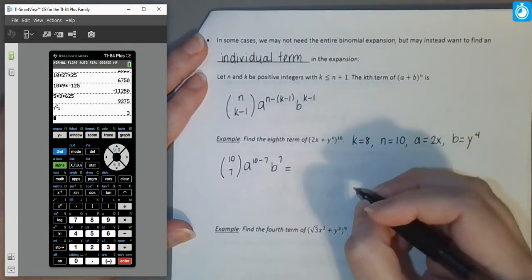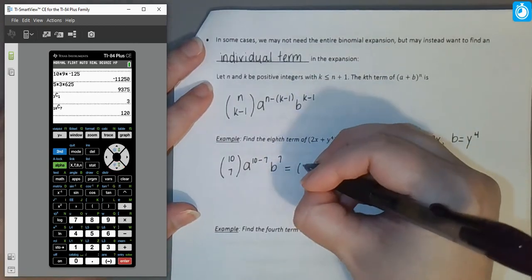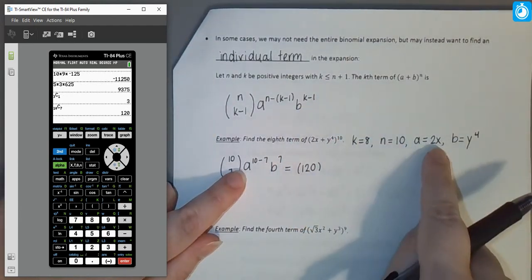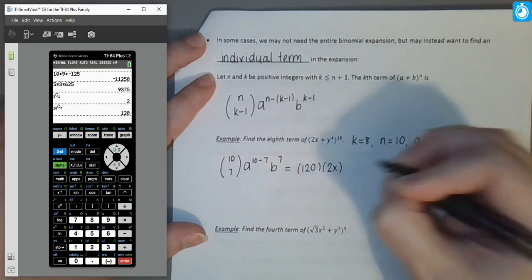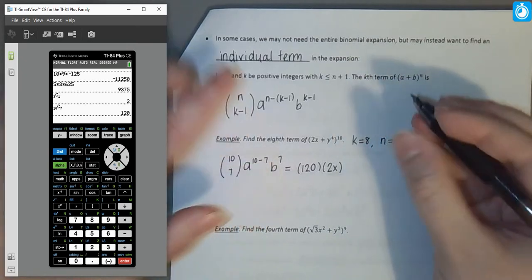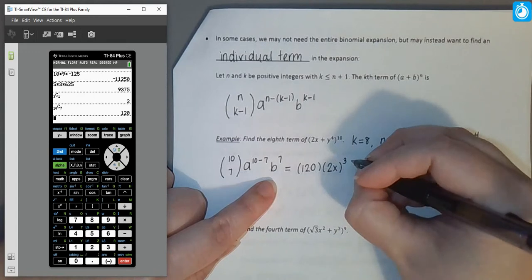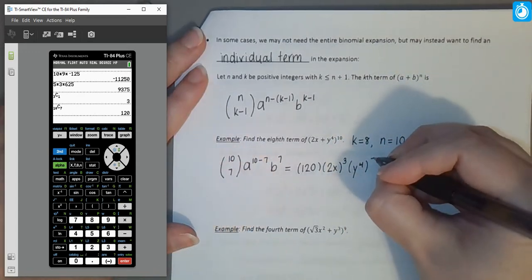So now we can just sub in our values. Now first off, what is 10 choose 7? Let's find that. So 10 choose 7 is going to be 120. So that'll be our binomial coefficient, 120. Now a has a value of 2x. So we're then going to have 2x raised to the 10 minus 7, or the 3rd power, times b, which is y to the 4th power, raised to the 7th power.